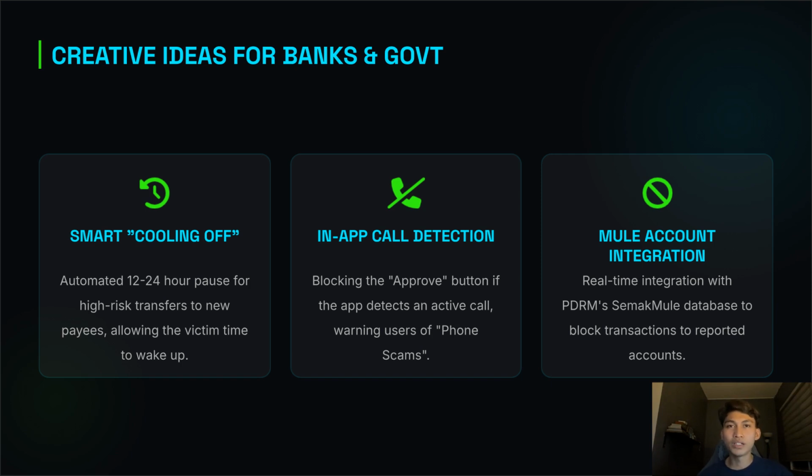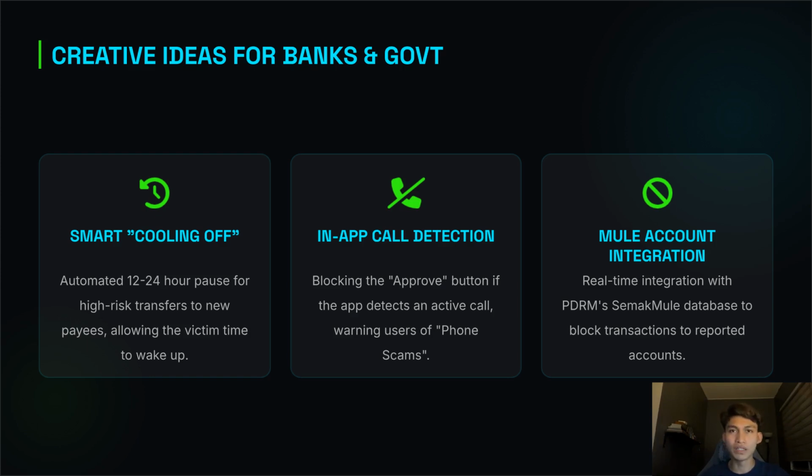Second, we need in-call detection. If a user opens their banking app while actively participating in an ongoing cellular phone call, the application should recognize this state, automatically lock the approve button, and pop up a warning asking, are you currently being instructed to move funds by someone on the phone?